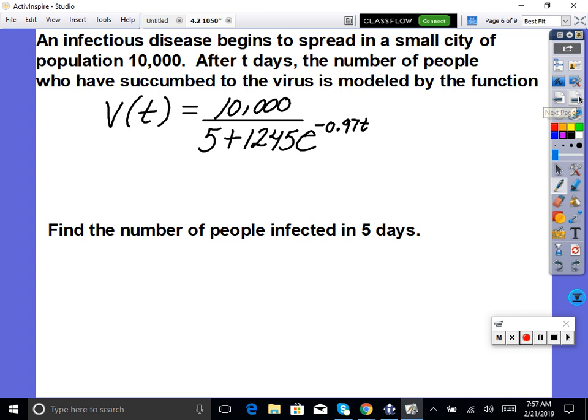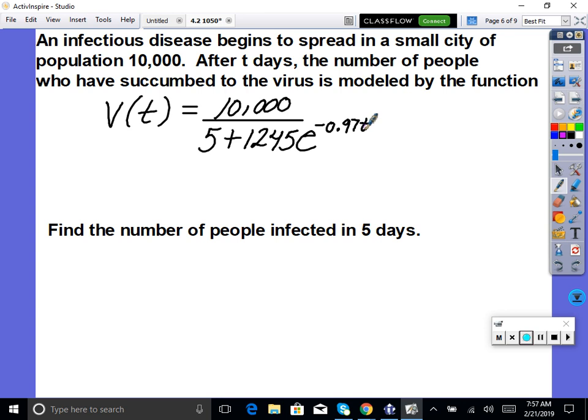Okay. Awesome. Okay, now the story problems, guys, in this unit are super straightforward. They've all been plug and chug. So we're not going to get freaked out. So look right here. It says, an infectious disease begins to spread in a small city of a population 10,000. After t days, the number of people who have succumbed to the virus is modeled by this function. Find the number of people infected in 5 days. So what would I do? Plug in a 5 into t, wouldn't I? So you would literally just plug in 5.